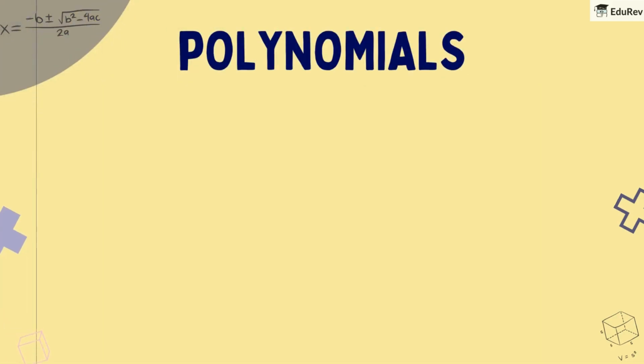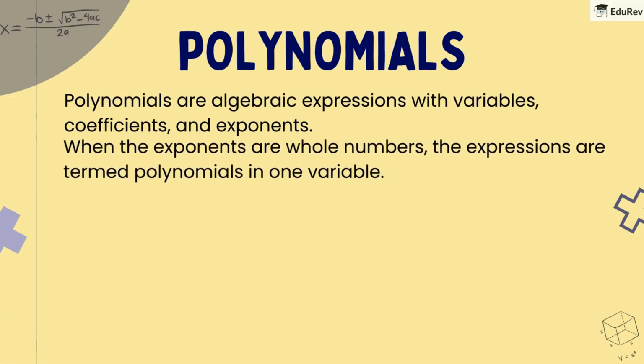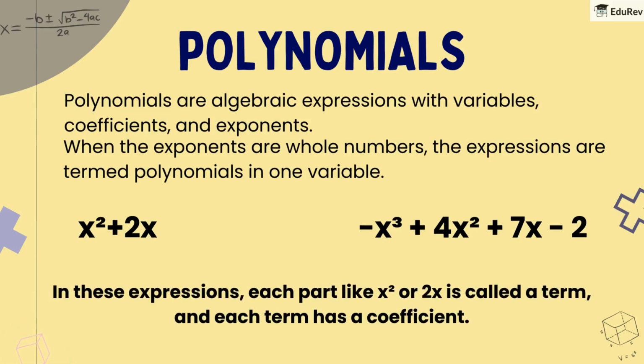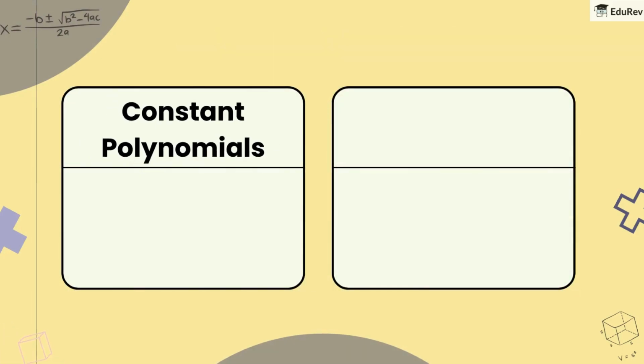Now that we've seen an example, let's talk about polynomials in more detail. Polynomials are algebraic expressions with variables, coefficients, and exponents, where the exponents are whole numbers. For instance, x square plus 2x and minus x cube plus 4x square plus 7x minus 2 are examples of polynomials. In these expressions, each part like x square or 2x is called a term, and each term has a coefficient. Within the world of polynomials, there are some special types.